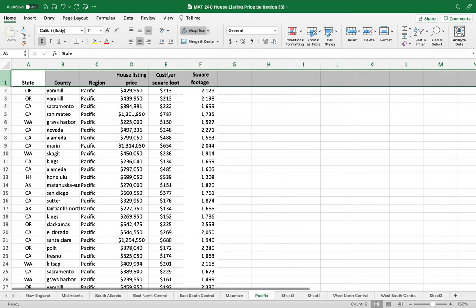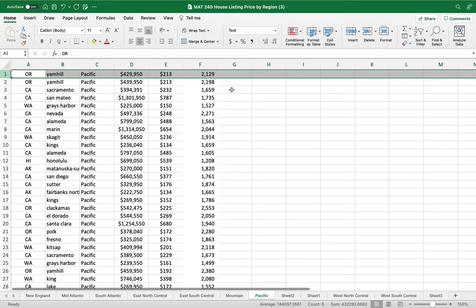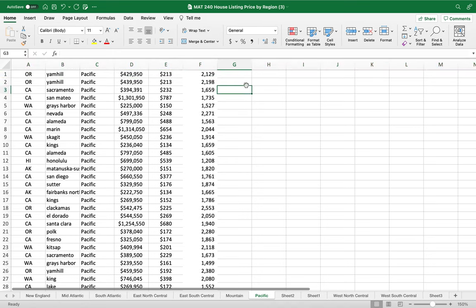Okay, so let's see what column we're using. Cost per square foot is column E. Let's do our random number again. Equals R-A-N-D, with the parentheses, enter. Then we fill down. So select G and fill down.